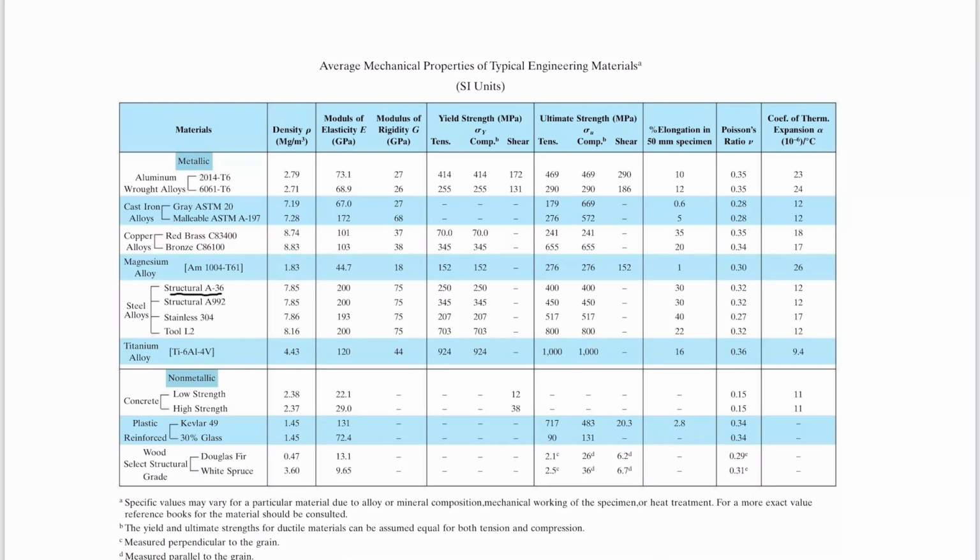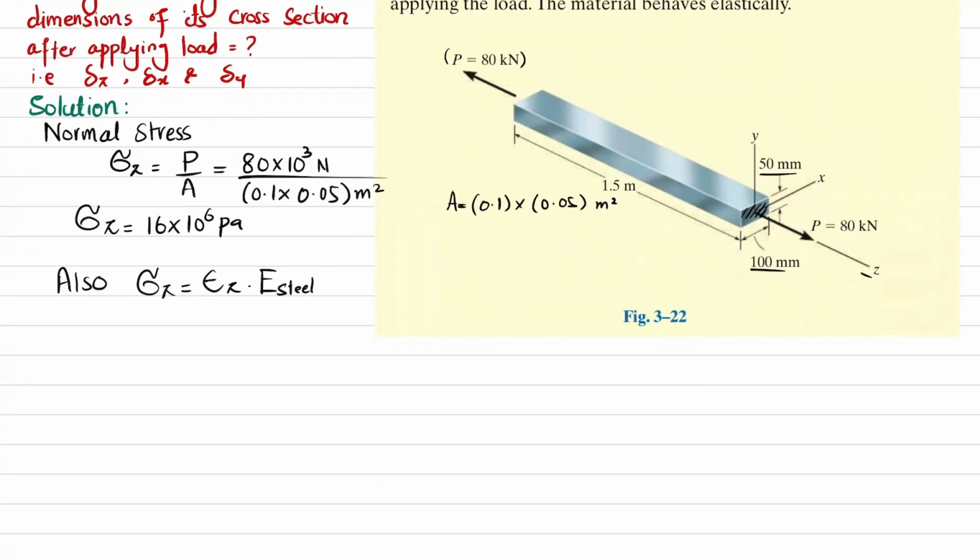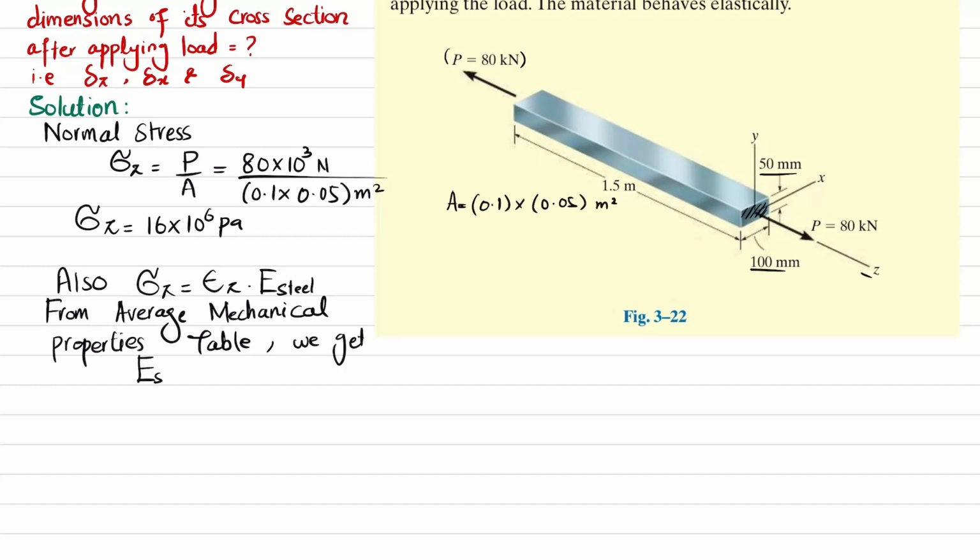From this table, you can check A36 steel. Its E value is 200 gigapascal, and we will also take the Poisson ratio value, which is nu. This nu is equal to 0.32. So I will write it over here that from the average mechanical properties table, we get E of steel is 200 gigapascal, and Poisson ratio, which is represented as nu, is 0.32. Okay, so you have this E value.